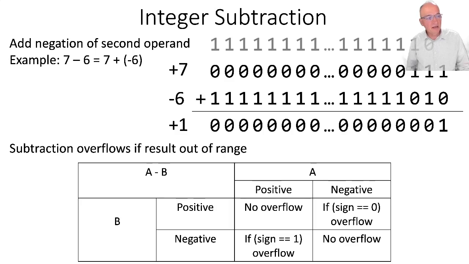If A is negative and B is positive, then the result has to be negative. So if I got a positive result, then I got overflow. And the other situation is if I have A minus B and A is positive and B is negative, then if I get a negative number, that must be an overflow. So those are the only four possibilities.